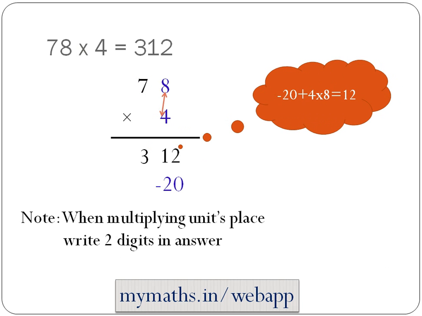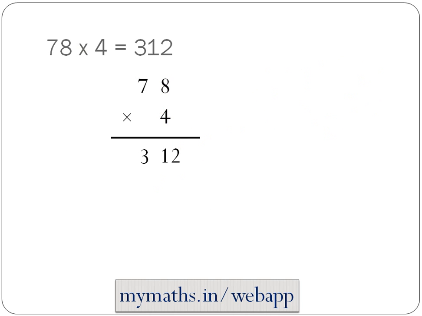Now 8 4s are 32, and 32 minus 20 is 12. So 312 is my final answer.